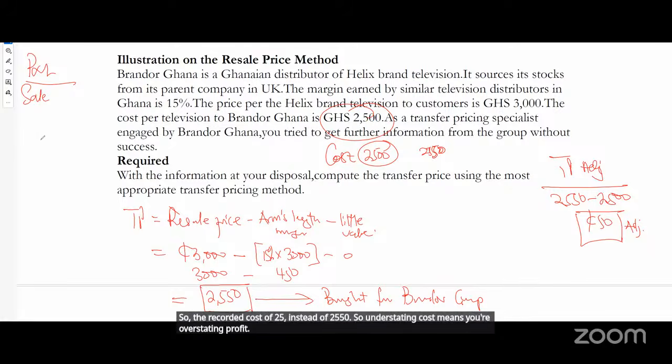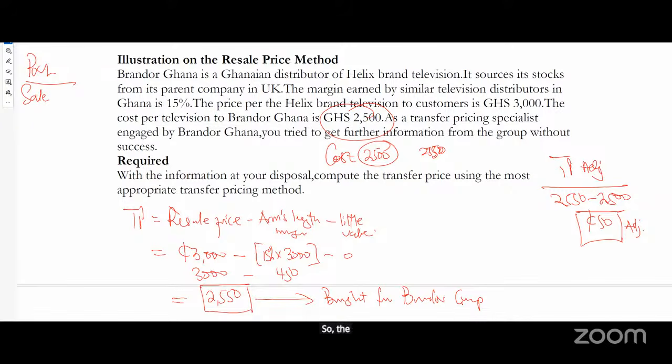So if they are overstating profit, what should we do? We should increase the cost. So if you are preparing the account again, we'll take their sales. What was the original sales? They sell to people at what? 3,000. So the sales becomes 3,000. Then we less the cost of sales.